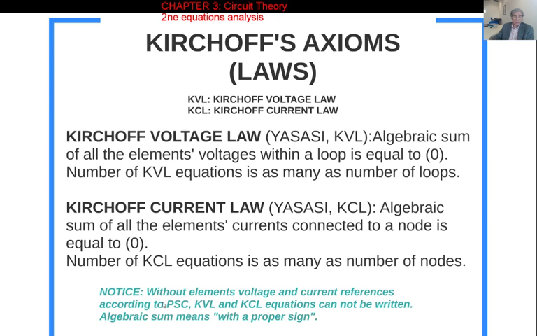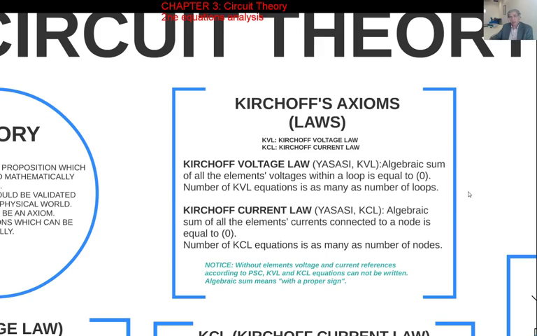Just to remind you, there is some information included in this explanation: without the elements' voltage and current references according to the passive sign convention, KVL and KCL equations cannot be written. Algebraic sum means with a proper sign. All the voltages and currents must have a proper sign. What is this proper sign? I will explain to you.